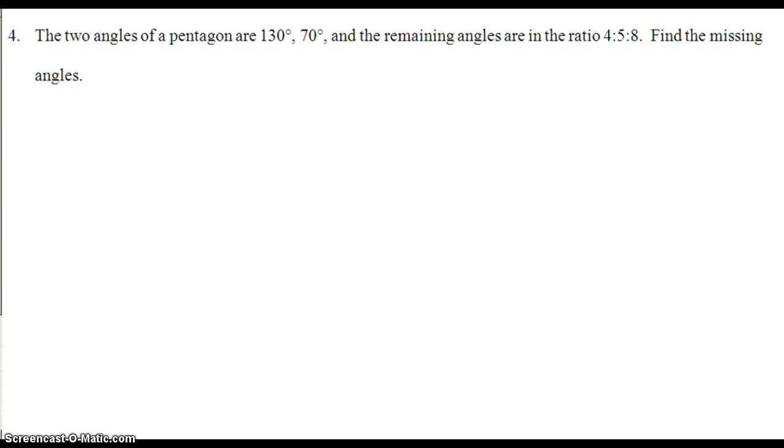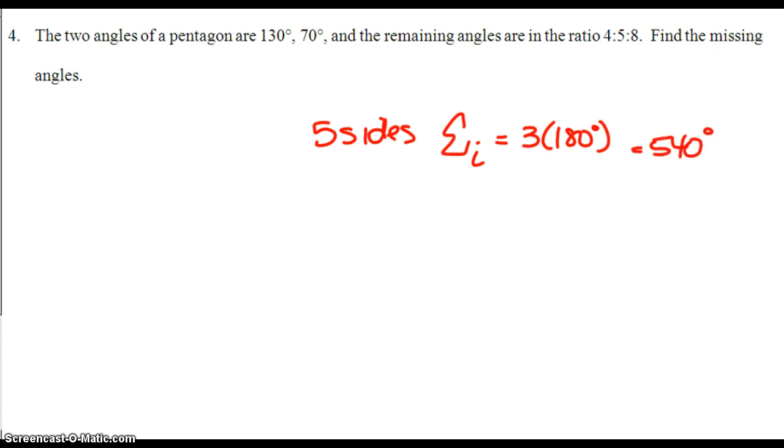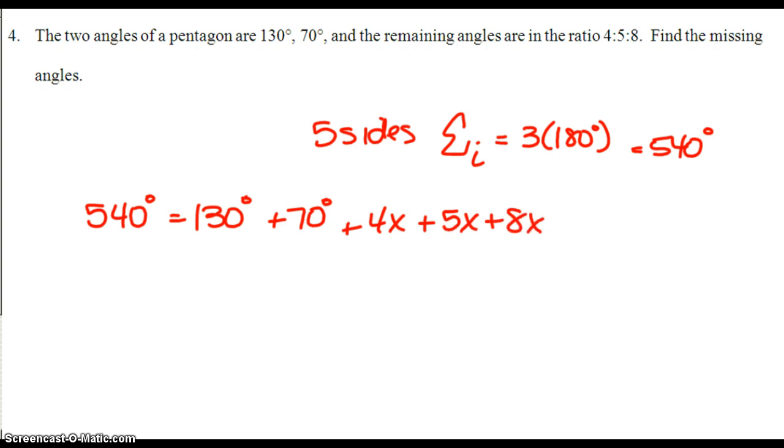Number 4, the angles of a pentagon. A pentagon has 5 sides, so I know the sum of the interior, which is 3 triangles, would be 540 degrees. So in my pentagon, which says 540 degrees, I have a 130-degree angle and a 70-degree angle, and the rest are in a ratio of 4 to 5 to 8. So I need to make that a 4x, a 5x, and an 8x, because that ratio was reduced by some greatest common factor, which is x. That's what we're trying to find.